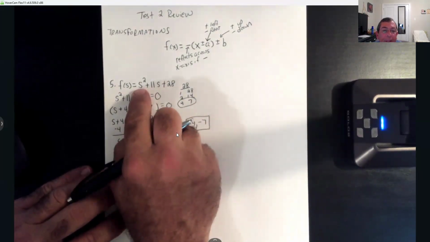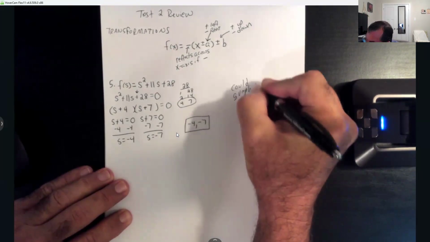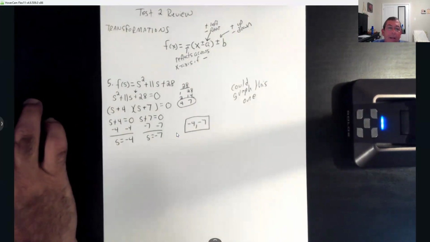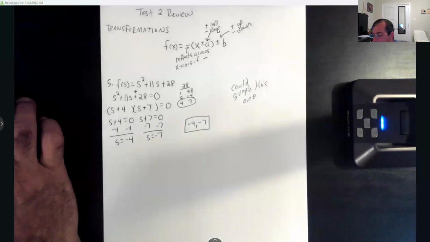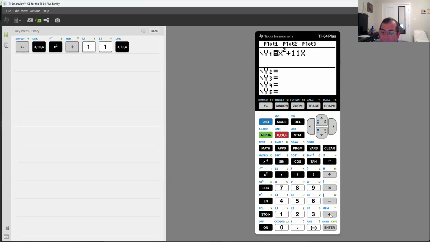Now let me show you, you can graph this on the calculator. So go to y equals, and we'll put in our function. So I'm going to go to the calculator. Only thing is, on the calculator, when you go to y equals, you actually have to use x's instead of s's. So you have to do x squared plus 11x plus 28.